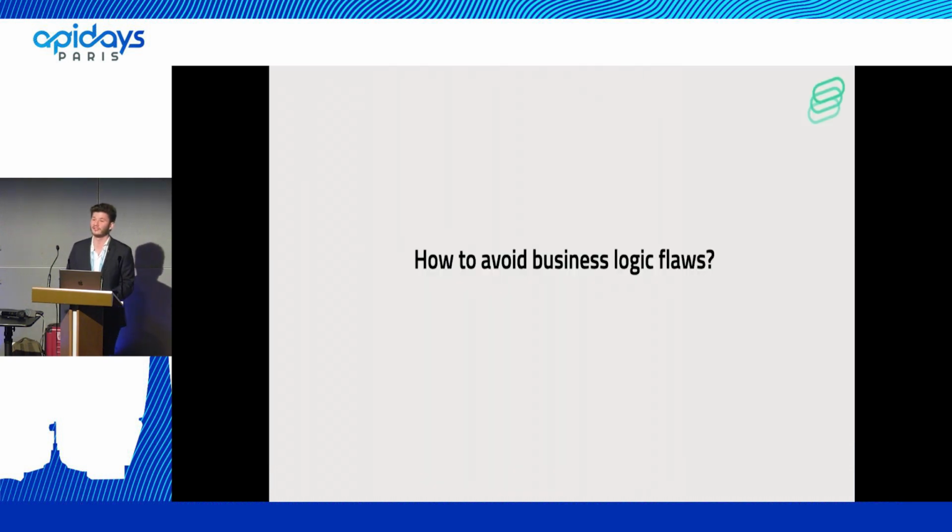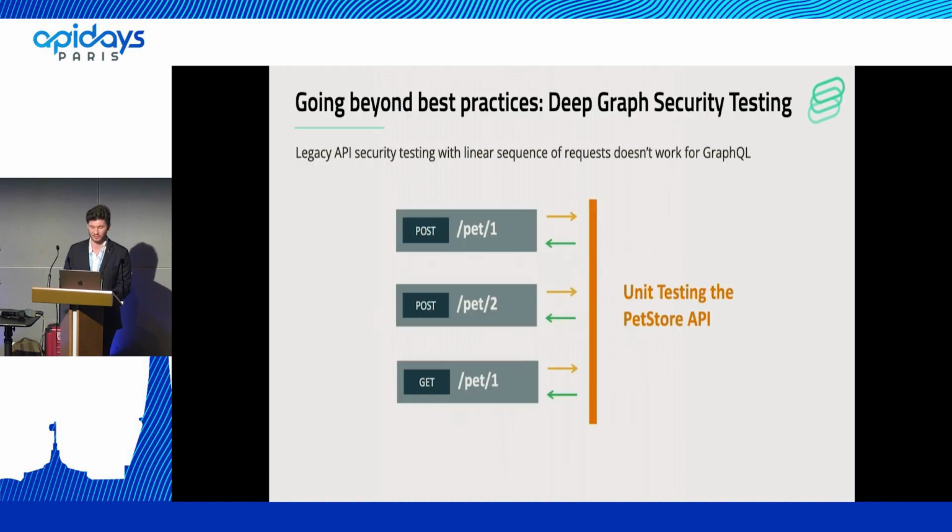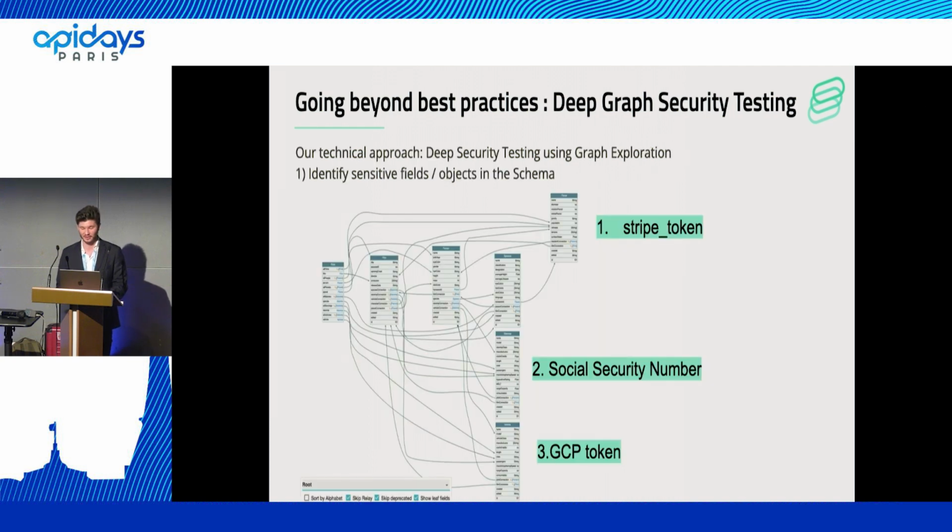But what if we want to avoid business logic flaws? Because those are mostly configuration-based problems. What if we want to test the business logic of our application? What about testing access control in GraphQL, which is by nature a graph and complicated to check the access control? Legacy API security testing with a linear sequence of requests doesn't work for GraphQL, because GraphQL is not linear, it's a graph.